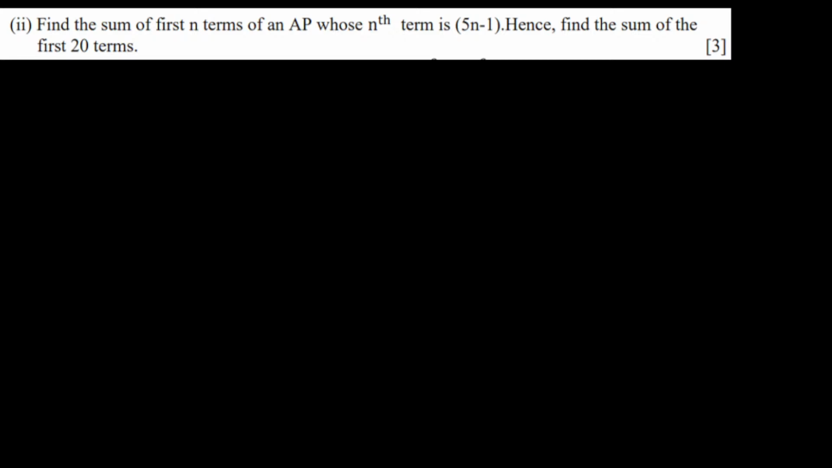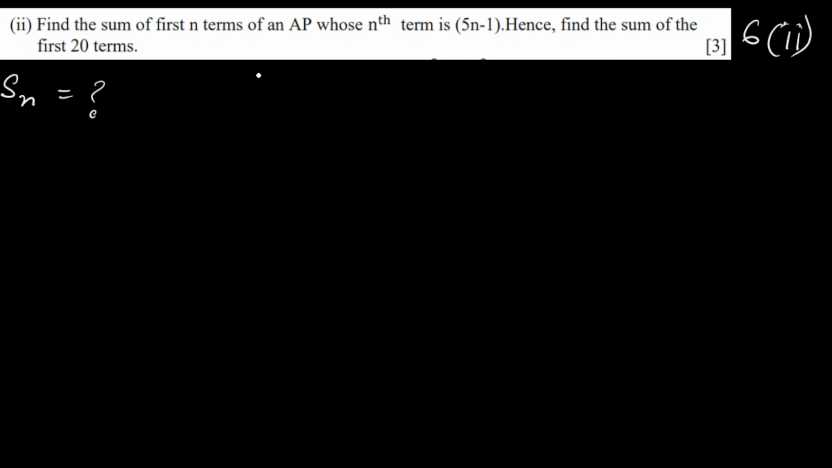The next question is a question of AP. It is question number 6, second part. This question is of AP, arithmetic progression. So what's given to us? Find the sum of first n terms. That means Sn we have to find. The sum of first n terms we write as Sn. Okay, so Sn we have to find.